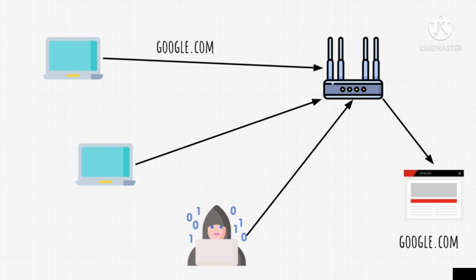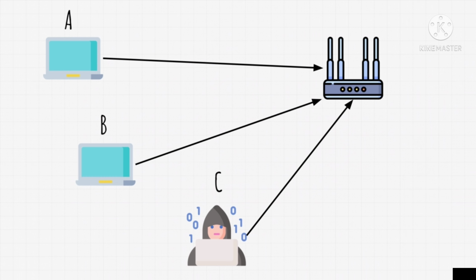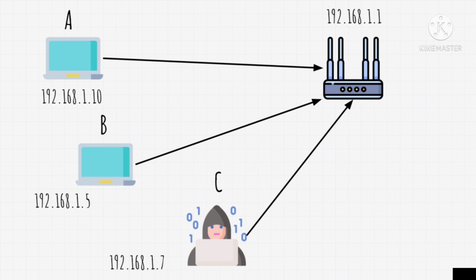But how does it know which machine to send to? How does it know to who to forward which packet? Well, let's explain it like this. Let's go back to our 3 machines and let's mark them with A, B, and C. All of these machines, including our routers, also have an IP address.